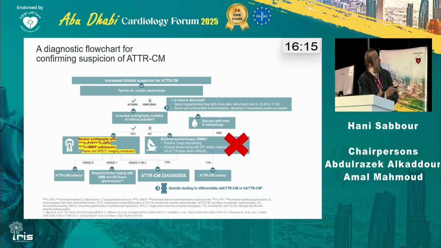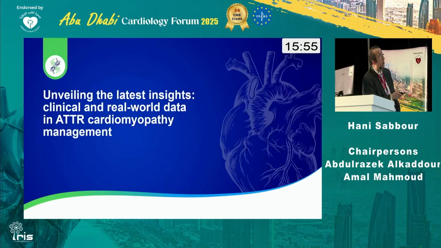So the algorithm works like this. And in the algorithm, and this does not apply in the UAE, it says, is it available or possible? That's wrong. As I mentioned, there's 4 hospitals that have nuclear scanning with the highest level of precision. So you shouldn't do this. You should go directly or refer to your colleagues who have the nuclear scan. And if it's abnormal, you have the diagnosis, keep going.